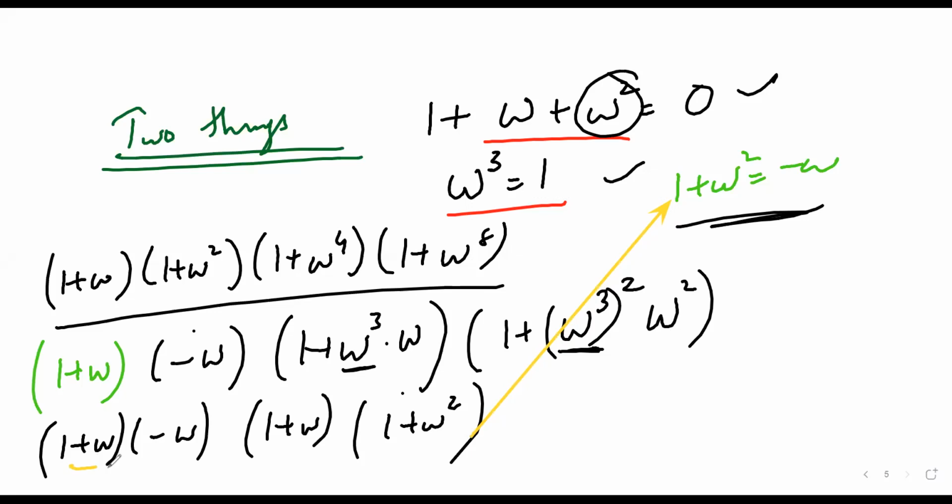Correct. So this will become (1 plus omega) the whole square. Yes, and it will be minus omega into omega. Yes or no? So this will be minus omega, and 1 plus omega square is what again? Minus omega. Correct?